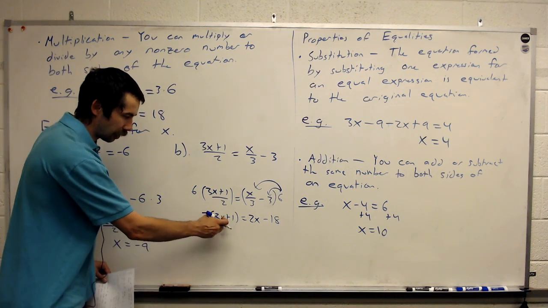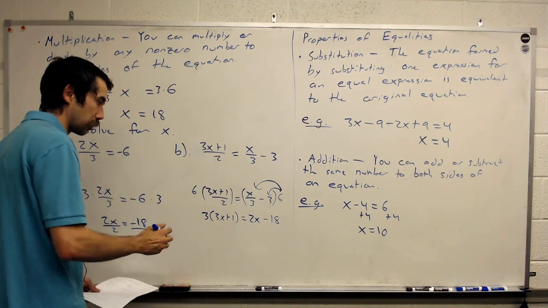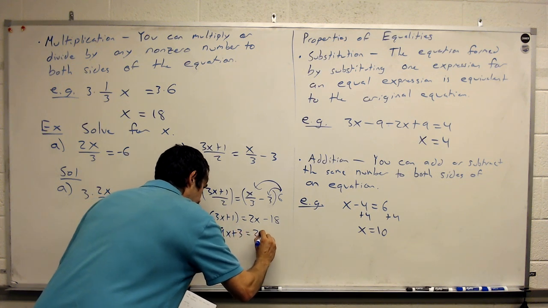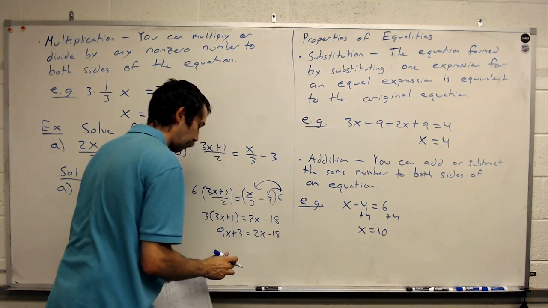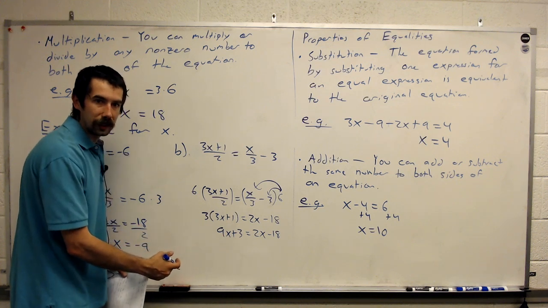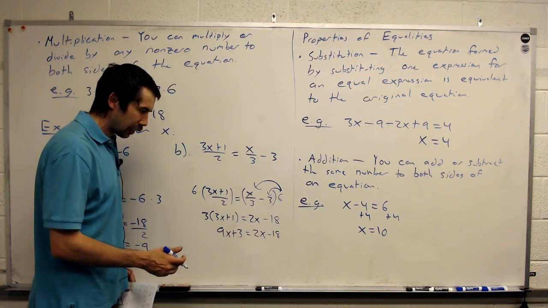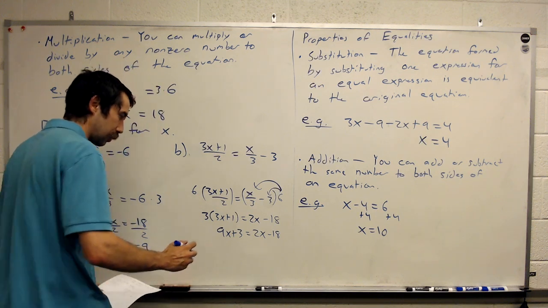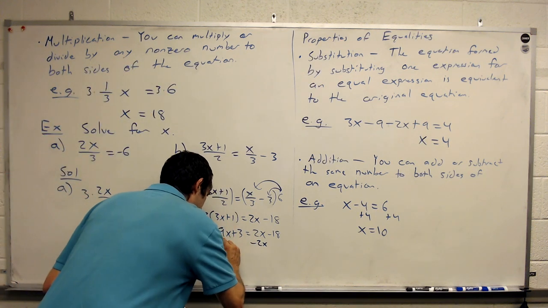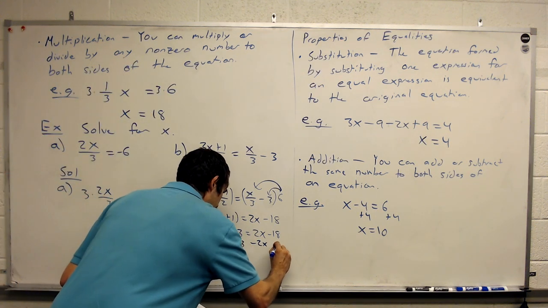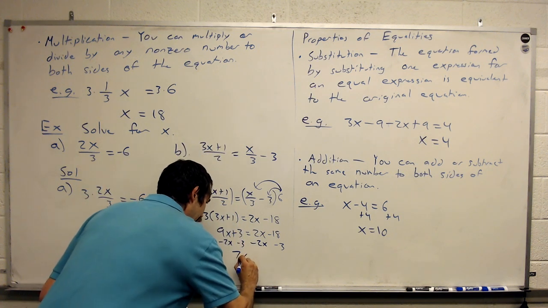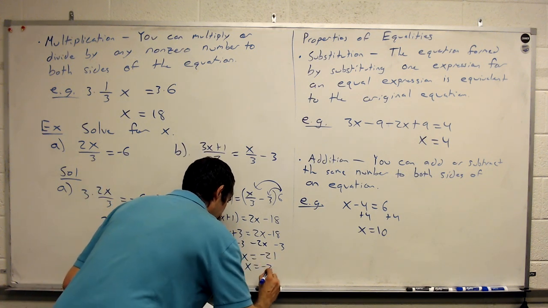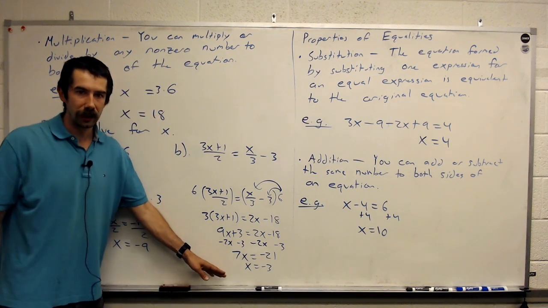And now let's distribute this 3 in, and then we'll combine like terms. 9x plus 3 equals 2x minus 18. I want all the x's on one side, all the constants on the other side. So I'm going to subtract over the 2x, subtract over the 3. And we get 7x equals negative 21, or x equals negative 3. Right? That last step, I just divided both sides by 7.